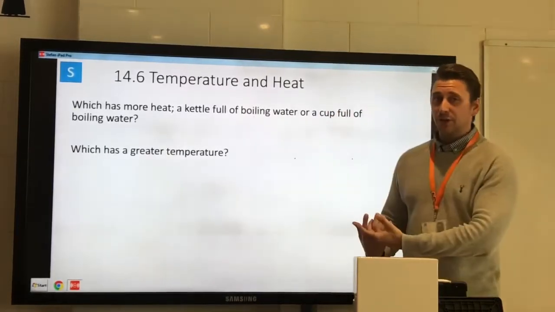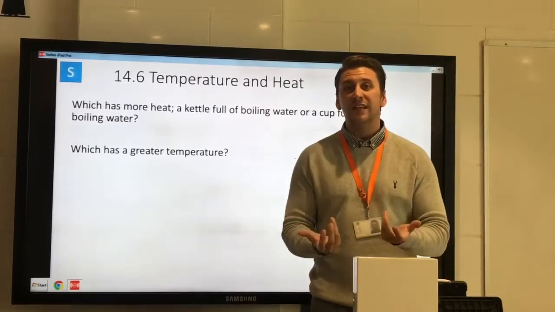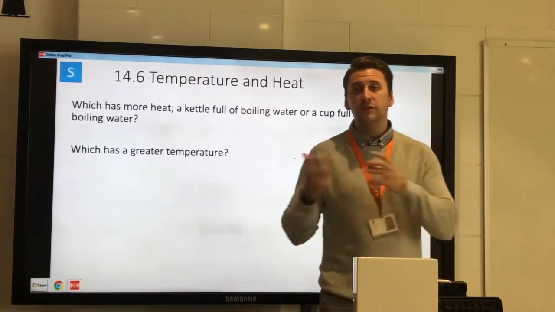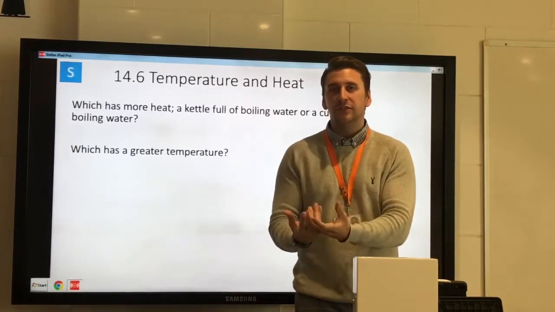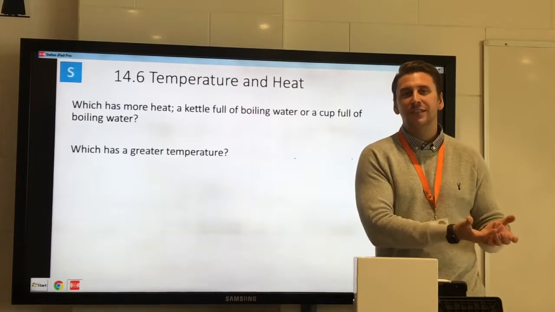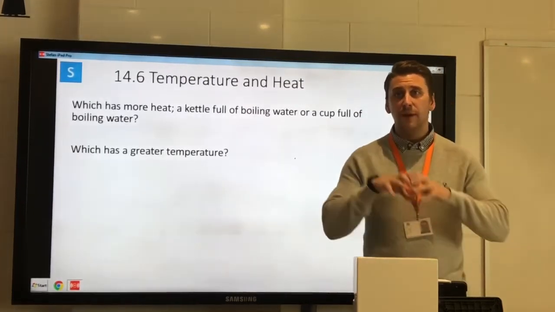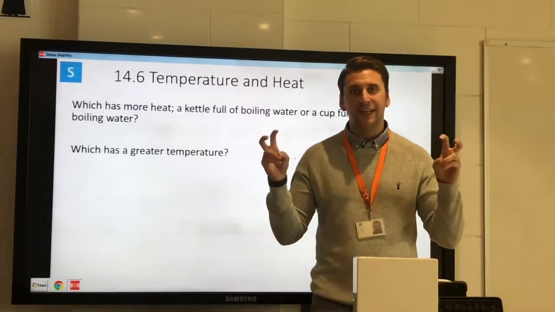But the temperature of boiling water, as we know, is 100 degrees Celsius. So if water is boiling in the kettle, it's at 100 degrees Celsius. If the water is boiling in the cup, it must also be at 100 degrees Celsius. So the temperatures are the same. So that is not a measure of the amount of thermal energy or heat energy.